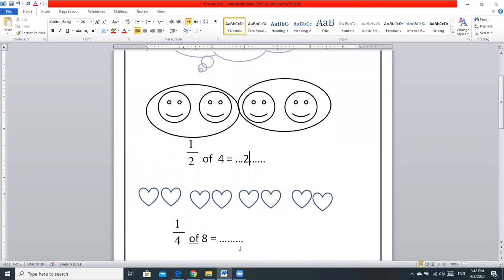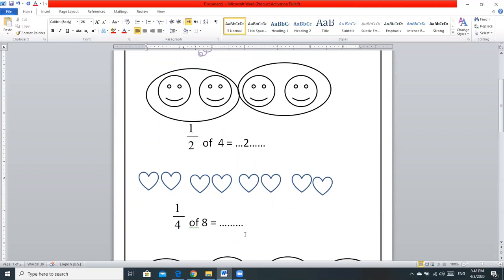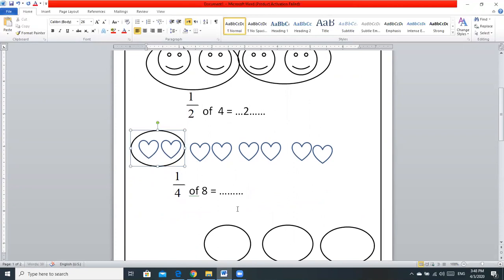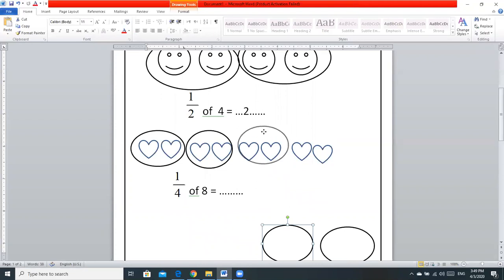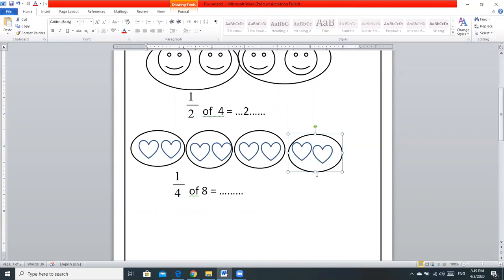Okay, if you say to me, quarter of 8, I have 8 hearts and I want to divide them into quarters. Quarter means what? To divide them into 4 groups. Let's divide them into 4: 1, 2, 3, and 4. So here I divide this 8 into 4 groups. Each group we're going to have what? 2 hearts. So quarter of 8 is 2.